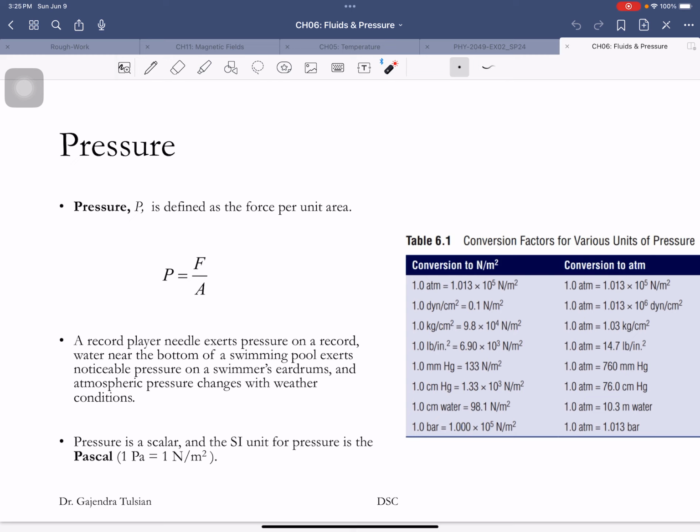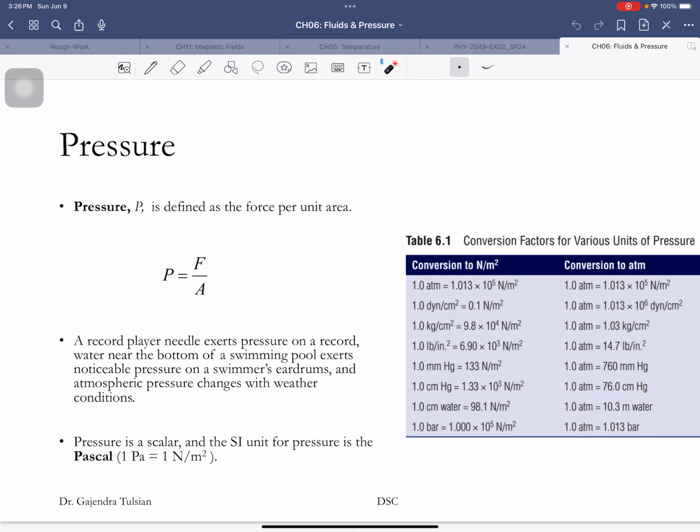The pressure in the medical field is measured in millimeters of mercury. 1 atmosphere is 76 centimeters of mercury, or 760 millimeters of mercury. Okay, so here are various units that you will use. Now, a record player needle exerts pressure on a record.